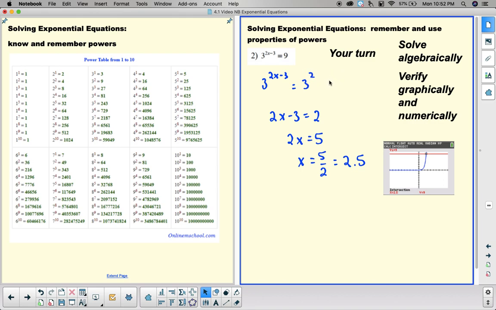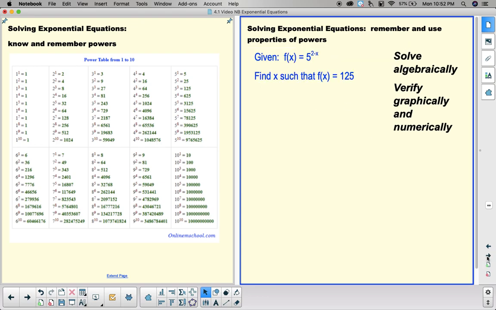Remember, not all exponential equations can be solved this way. Sometimes you might have to solve them graphically or numerically because you're not going to be able to rewrite the left-hand side and the right-hand side in terms of the same base.